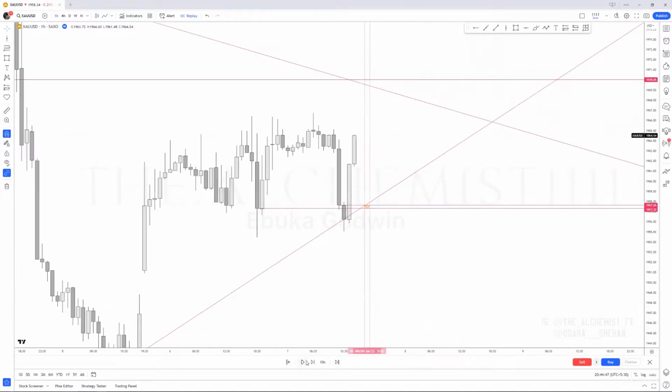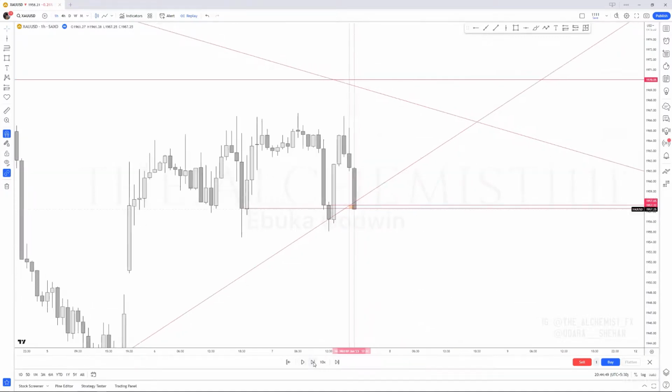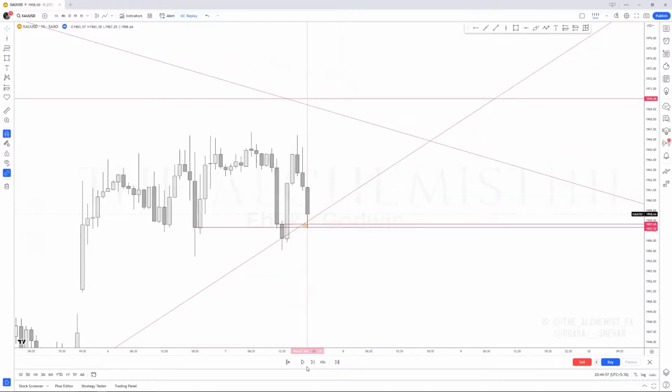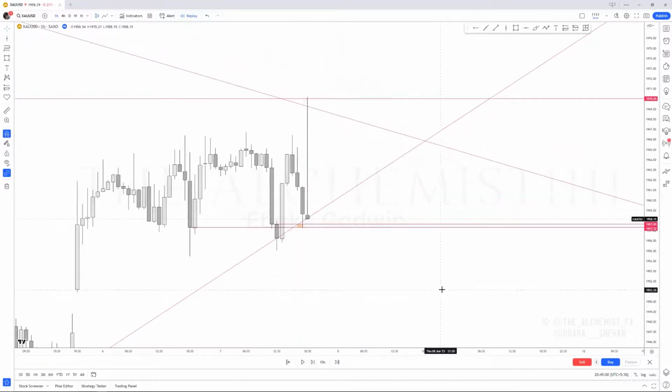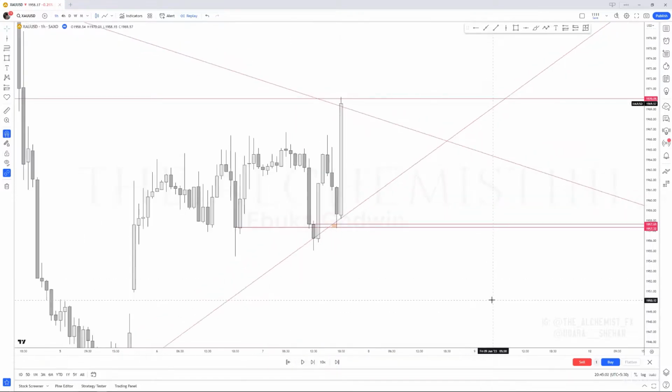And then did you see the reaction? Look how good this is. Right at 6:30 p.m. See that? Right at 6:30 p.m. we got into the zone. Okay, trend line overlaps, key levels, perfect. And then what happened? Boom. Right away. Can you see now this trend line?